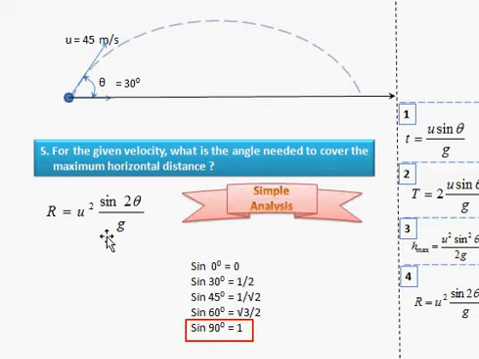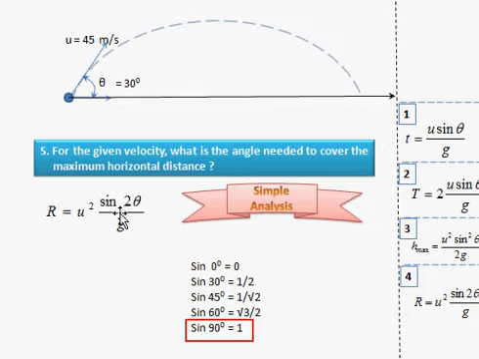But before going into that, let us have a simple analysis. The initial velocity is fixed and the acceleration due to gravity cannot be changed here. The only possibility available here is 2 theta. That is, we can change theta significantly. So sin 0 is 0, sin 30 is 1 by 2, sin 45 is 1 by root 2, sin 60 is root 3 by 2, and sin 90 degrees is 1. So the value increases from 0 to 1, and that 1 is for sin 90 degrees.